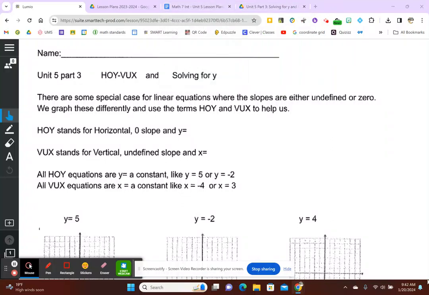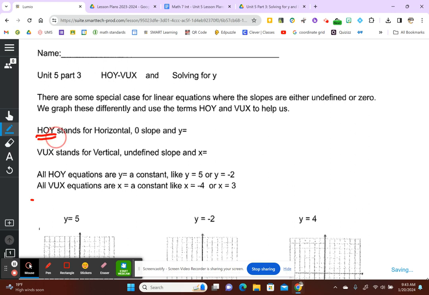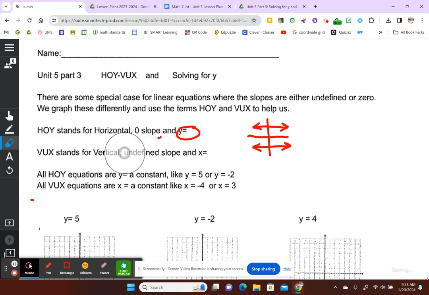Okay, now we're going to go over how to graph some of the special cases. So we've gone over before what a Hoy is and what a Vux is. Hoy stands for horizontal, zero slope, and the equation starts with y equals. So when you graph a Hoy, it looks like this. It's a horizontal line, and the slope is 0. A Vux, on the other hand, is a vertical line and has an undefined slope.